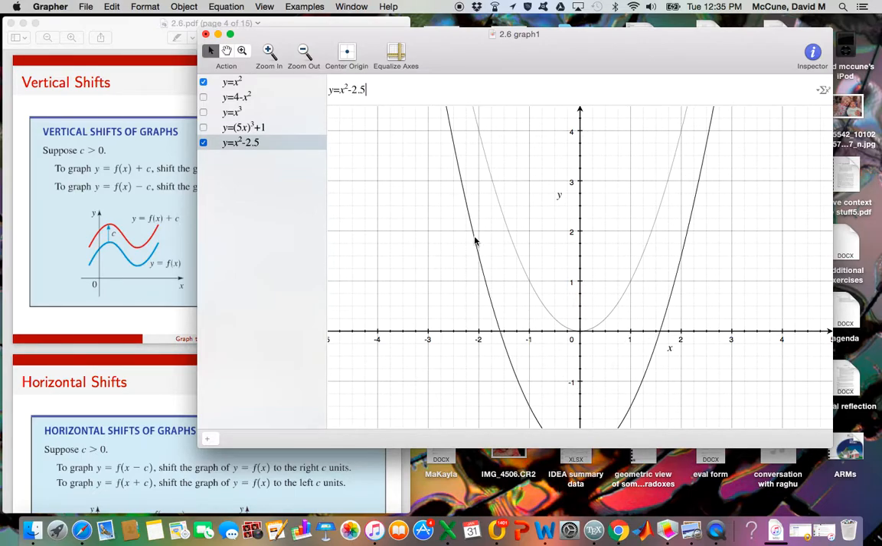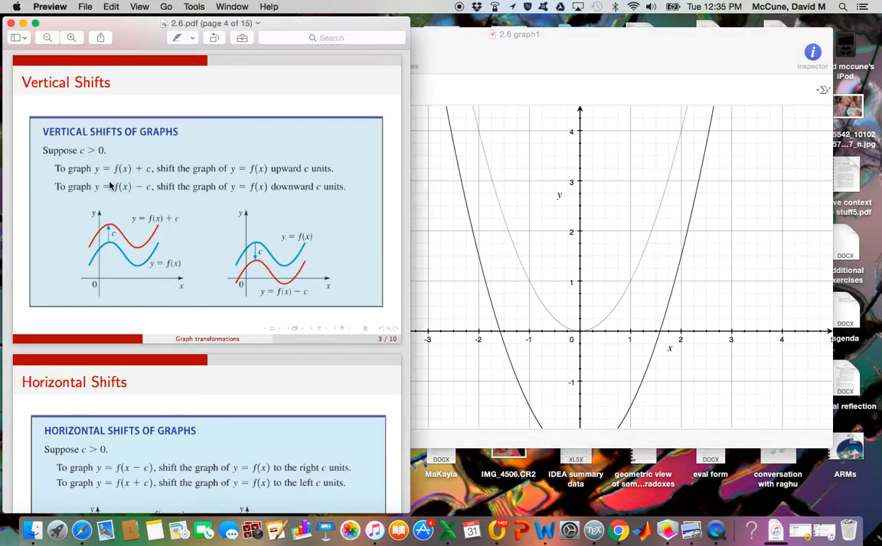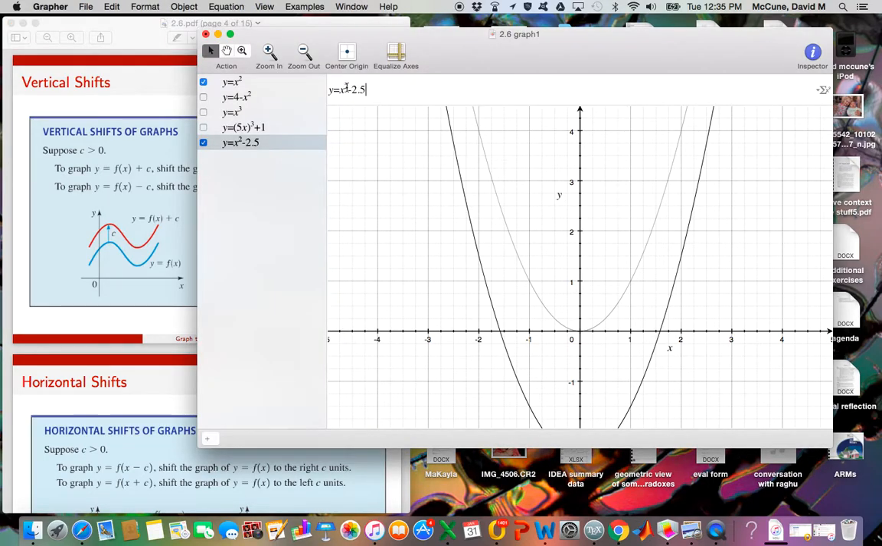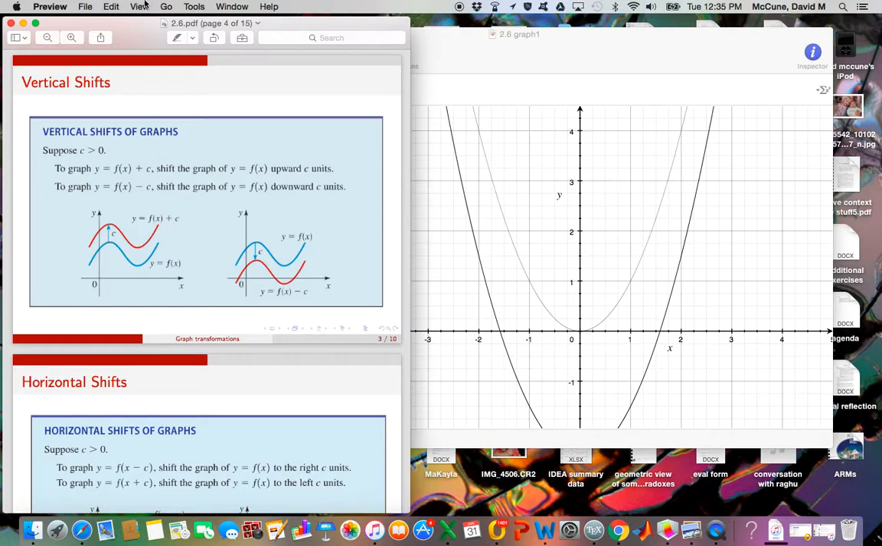Same thing with 2.5, whatever. You just keep moving it up or down. That's how a vertical transformation works. You take the original formula, which was x squared, and subtract or add a number at the end of that.